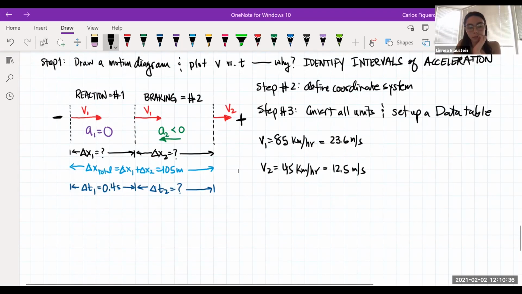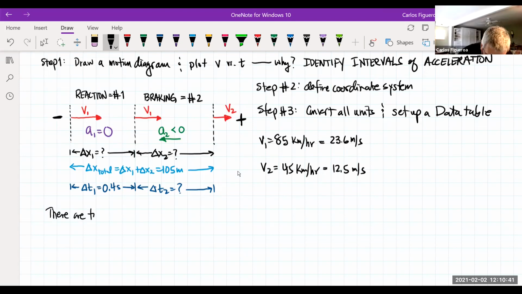Okay. So now let's look at this thing. There are 2 intervals.